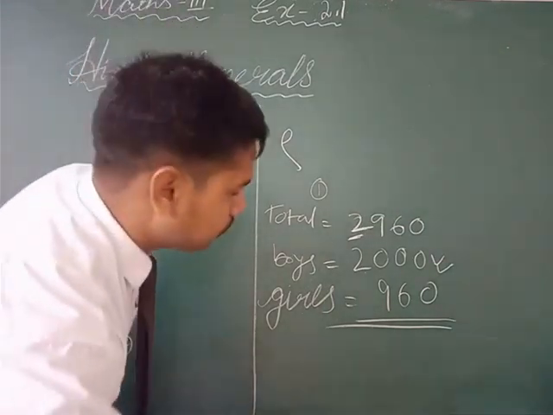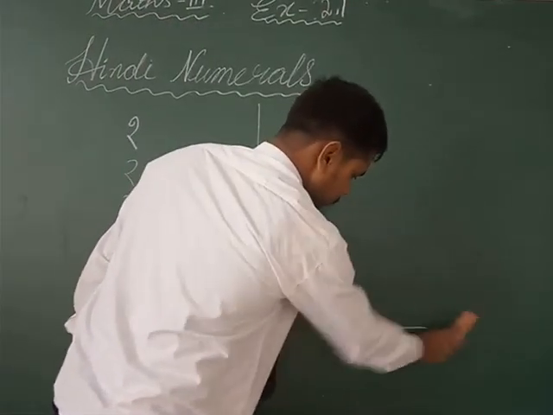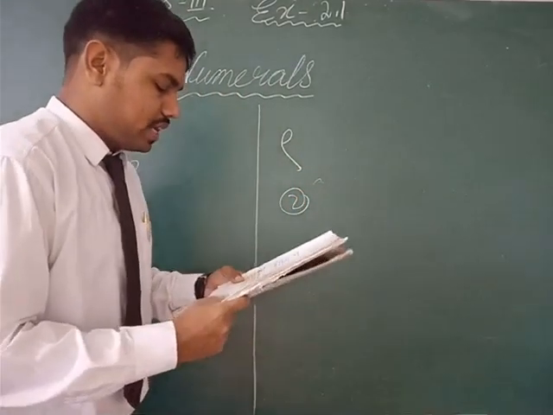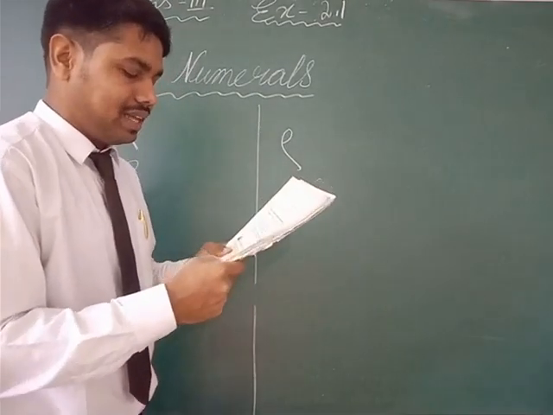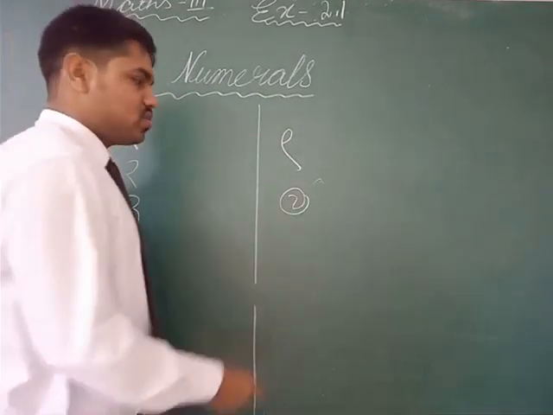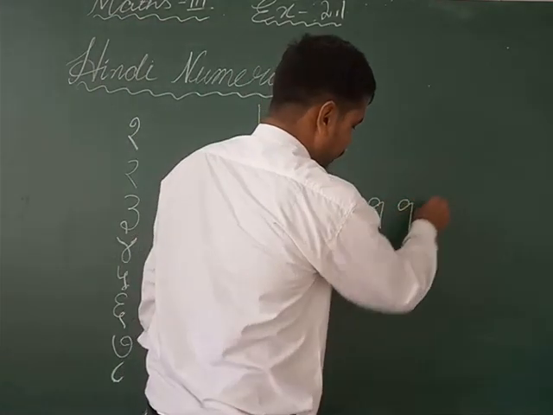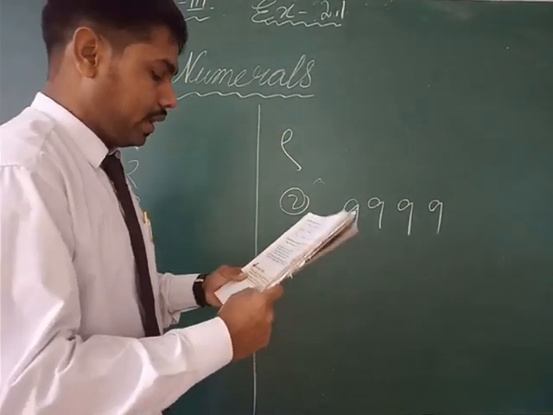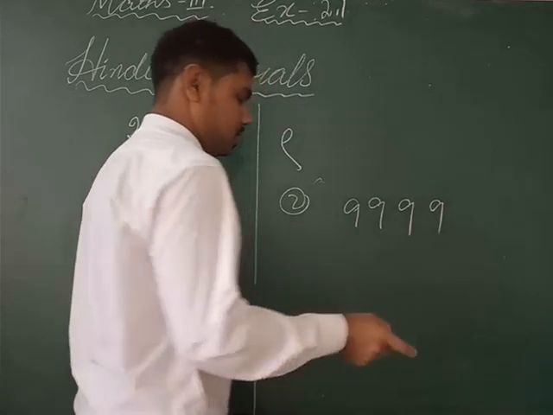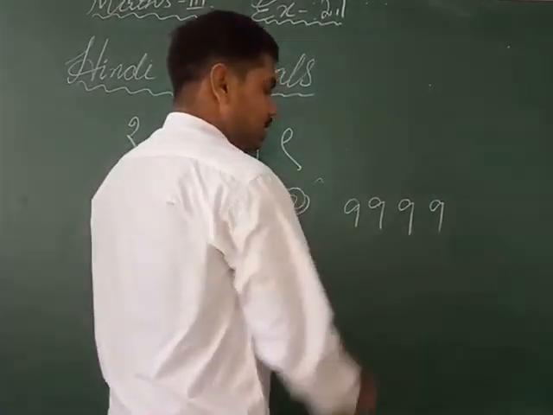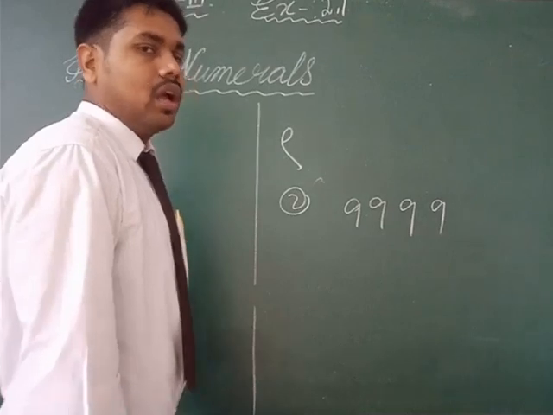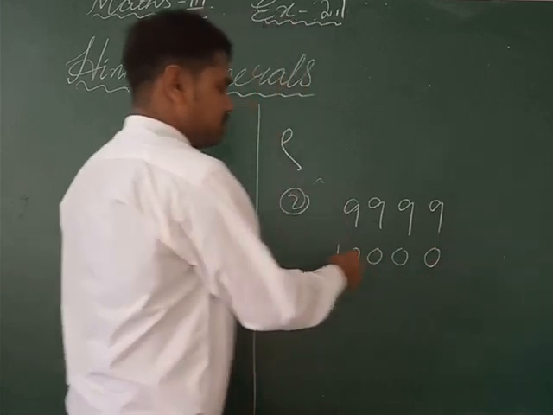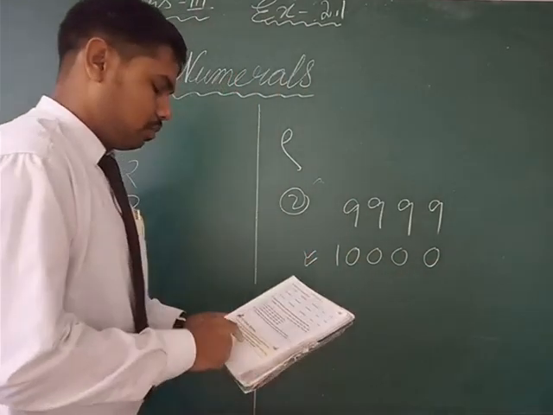Let's see question number 2. The population of a big village is one more than the greatest 4-digit number. The greatest 4-digit number is 9999, and one more than that is the smallest 5-digit number. So this will be the population of the village.